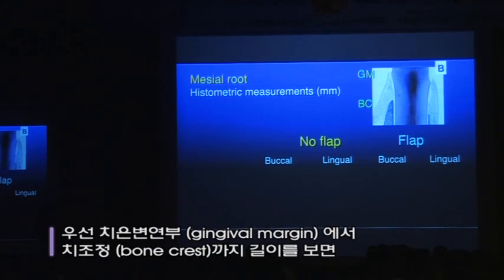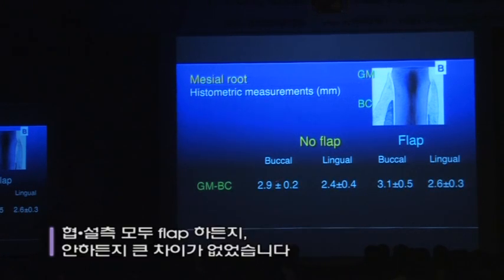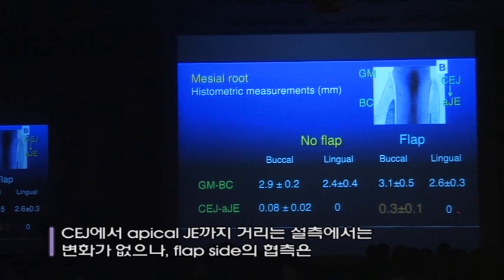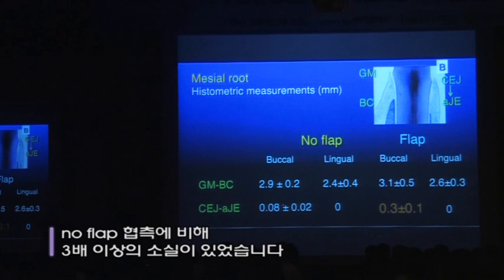And the first measurement included the distance from the gingival margin to the bone crest. And as you can see, these dimensions on the buccal and the lingual surfaces respectively were very similar at the flap side and on the non-flap side. Here we can see that we had no loss on the lingual surface, but we had loss of 0.018 millimeter, close to 0.1 millimeter, on the no flap side. And when we elevated the flap, the attachment loss was 3 times larger.